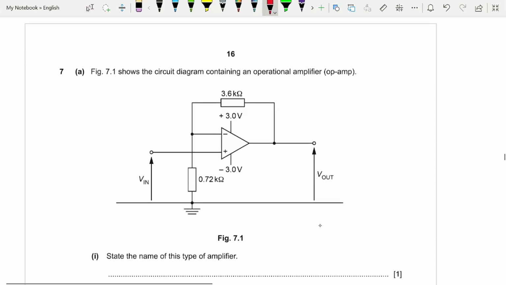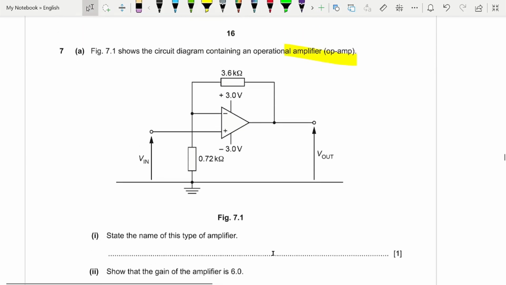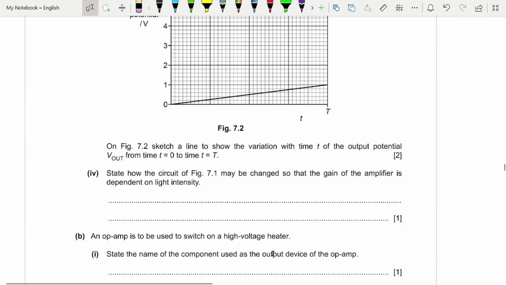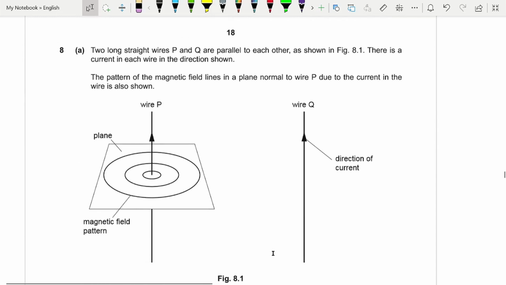The next topic, the op-amp. We don't really do this in our syllabus, so we're not going to cover it. If you're a curious learner, I really encourage you to read it. Fun topic, but I've forgotten some of the stuff, to be honest. But it's a very, very fun topic to do.